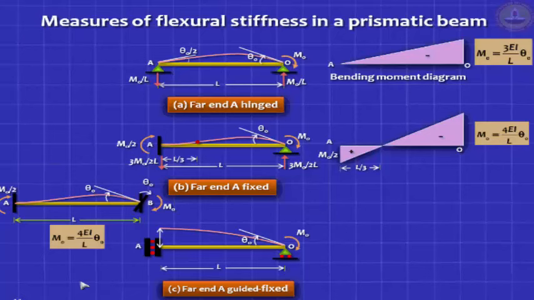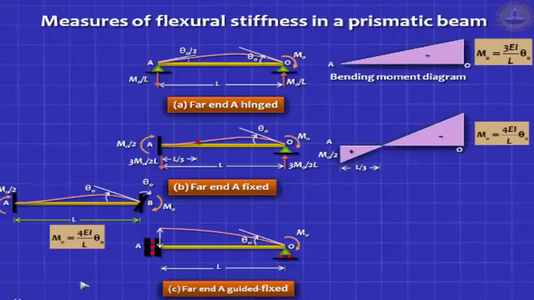Now, imagine you have this length of the beam and you apply a symmetric loading like this on both sides. The deflected shape is going to be like this. Agreed? And this beam is subject to constant bending moment M. Agreed? And the span of the beam is 2L.